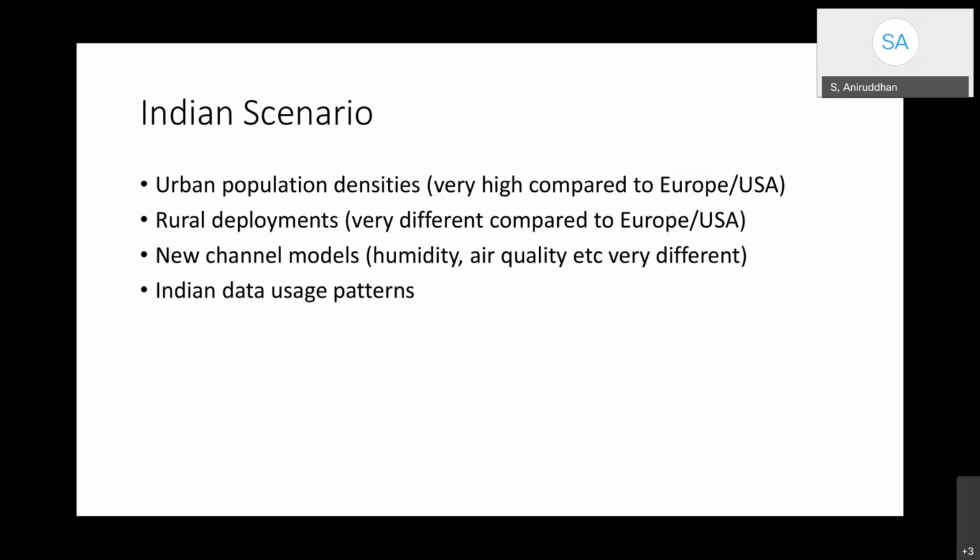Finally, there are two other very important aspects. Number one, the technical channel models that are used to develop these standards could very well depend on where these channel measurements are made. Obviously, because the channel, the environment that is being used to test, is quite different in India versus many of the temperate regions of the world. And finally, it turns out that Indian data usage patterns are quite different from the rest of the world.